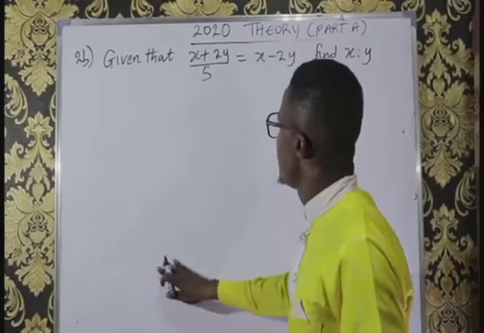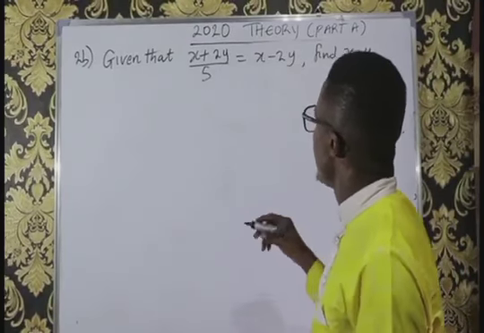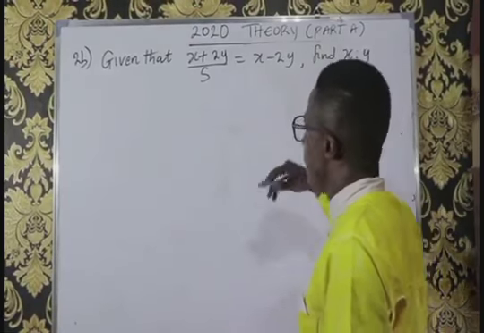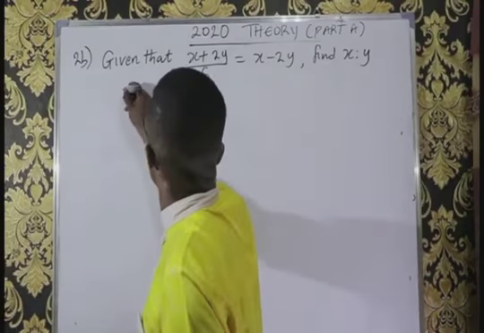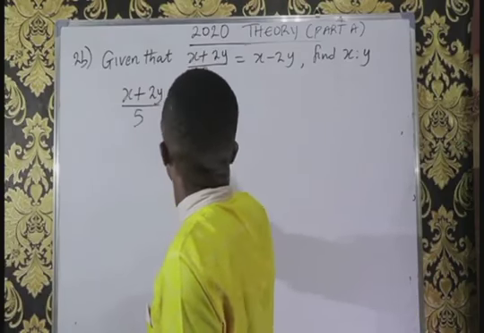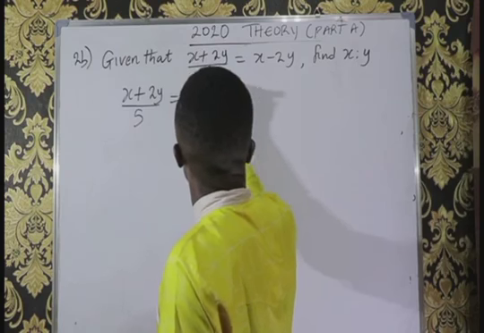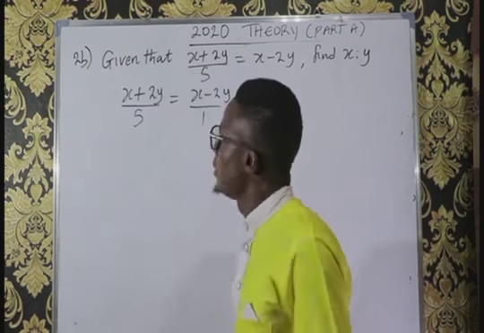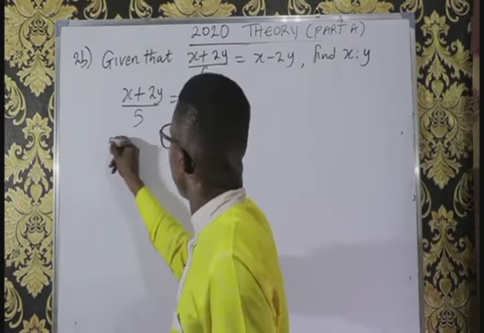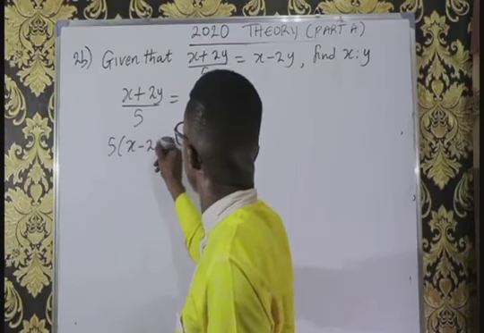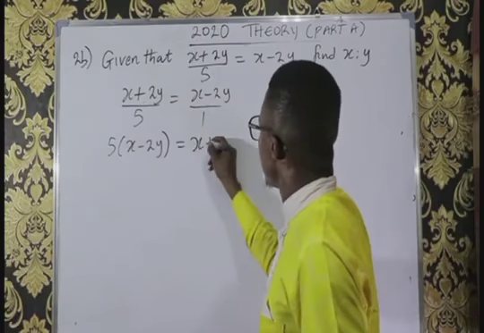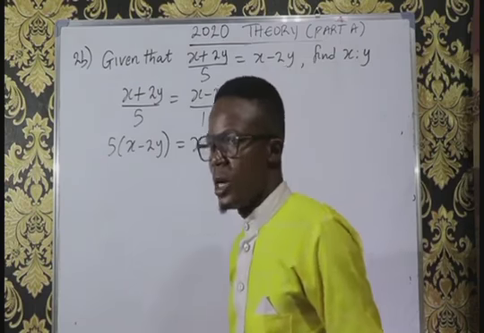Okay, so the number 2b says, given that (x + 2y)/5 = x − 2y, find x is to y. So we have x plus 2y all over 5 is equal to x minus 2y. We can say over 1. Cross multiply. This is times 5, so we have 5 into x minus 2y equals x plus 2y times 1, which is x plus 2y.